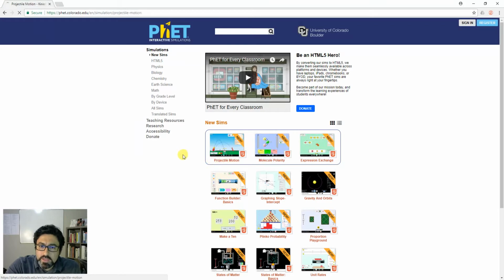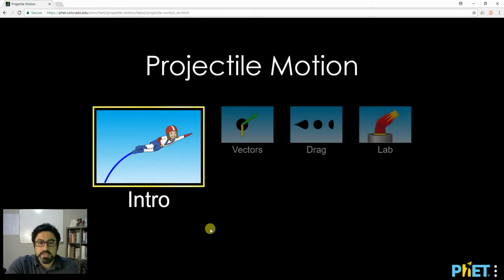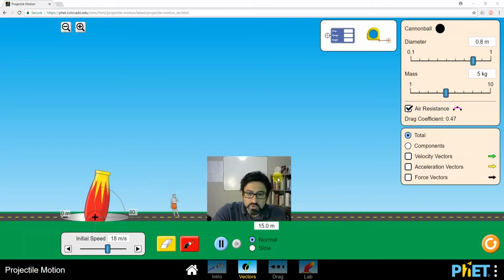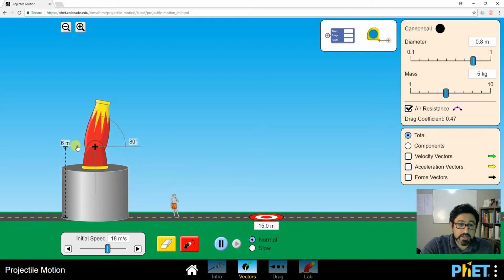Among one of the newer ones, they have the projectile motion, and if I run it, let's go to vectors. Let me move myself to the other side of the screen. We see a cannon. And by the way, you can actually change the height of the cannon. Obviously, the cannon is mounted on the top of a stage. And you can change the angle of this cannon.